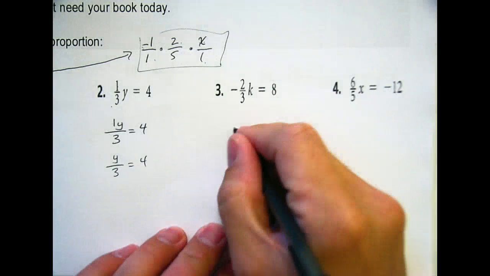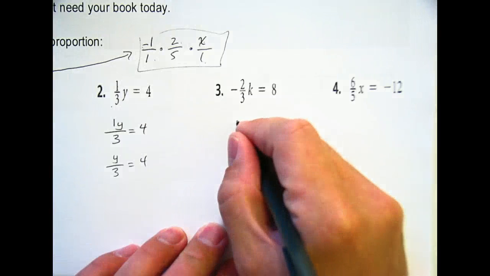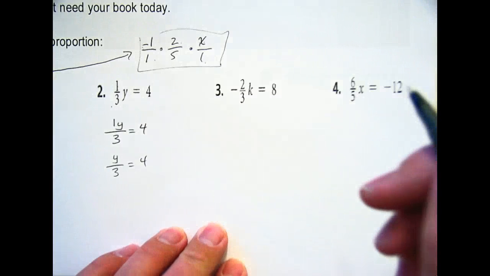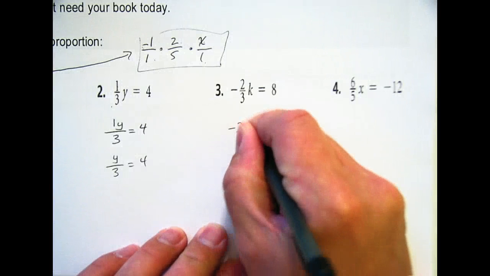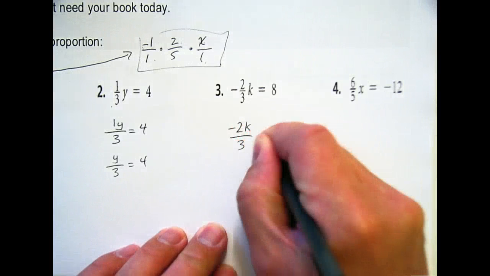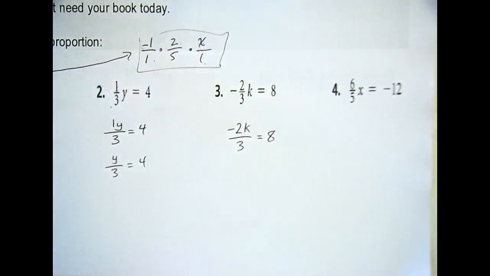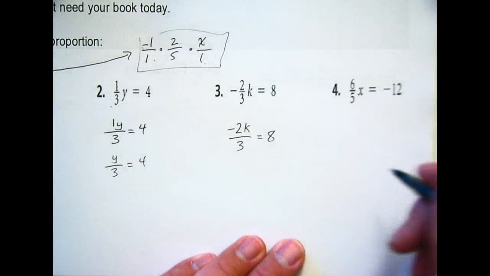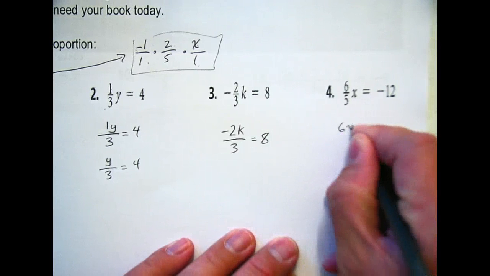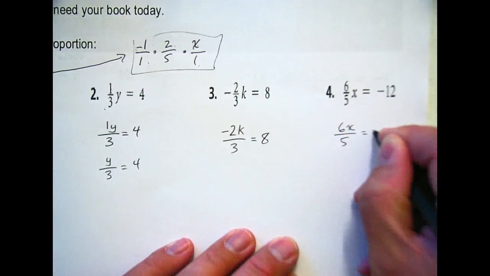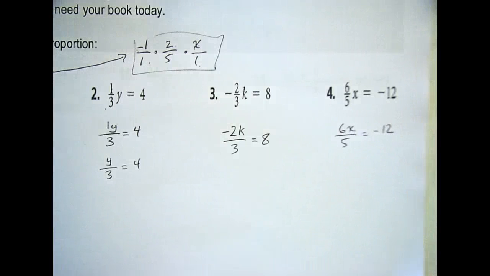Okay, so someone tell me what this one is. TT, go for it. Negative 2k over 3 equals 8. Well done, TT. All right, anyone else? How about a guy this time? Yes, Keegan, thank you. Good job. 6x over 5 equals negative 12. Well done, Keegan.